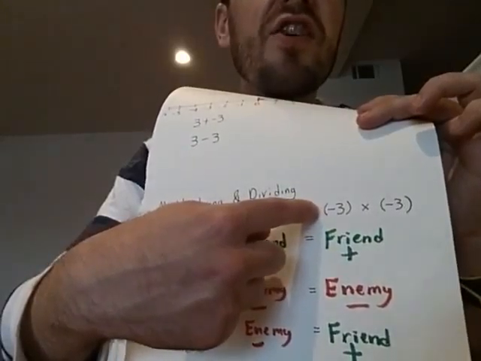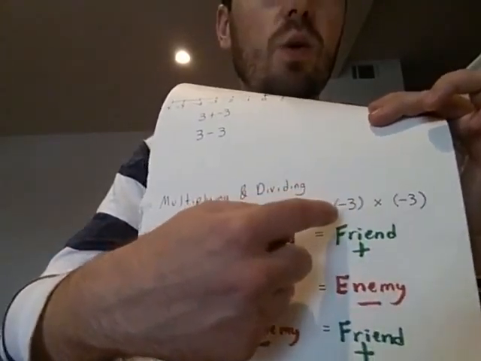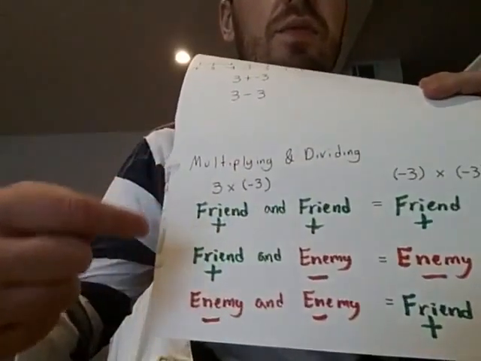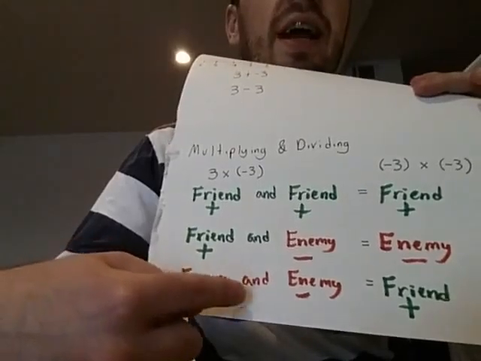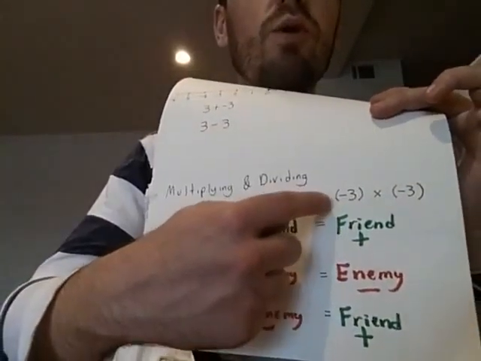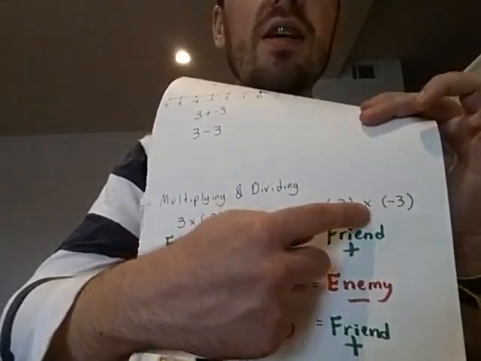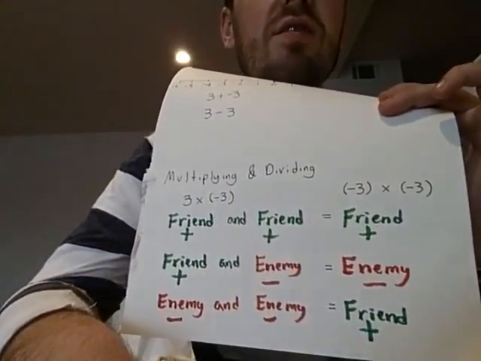But look up here in this situation. Here we've got an enemy and an enemy, or a negative and a negative. We're going to get a friend. Therefore, -3 times -3 is going to be equal to +9.